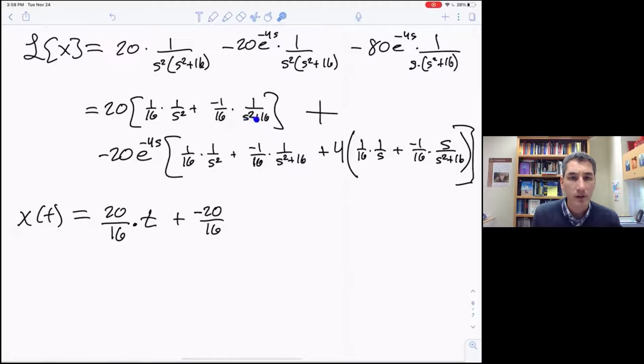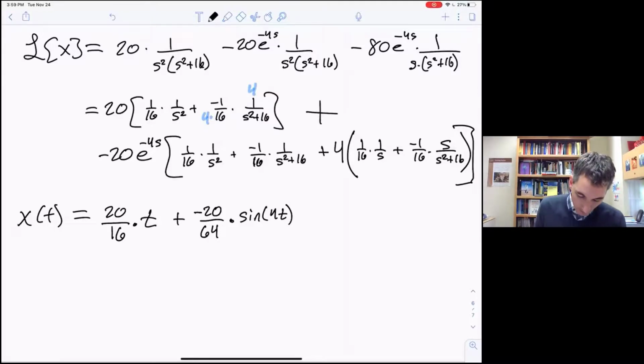Well, s squared plus 16 sounds to me like sine of 4t. The only problem is the sine formula has a 4 in the numerator. So I actually need a 4 up there, which means I'll have to divide by 4 because you can multiply and divide by 4. So really, instead of having 4 over 16, I'm going to have 4 over 64, or negative 20 over 64, which is 16 times 4. And then this will become sine of 4t. Okay, so that's the first two terms.